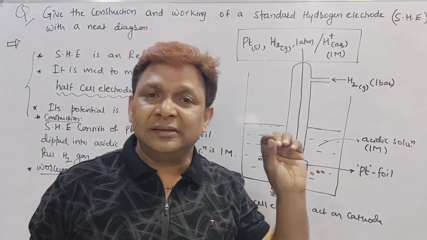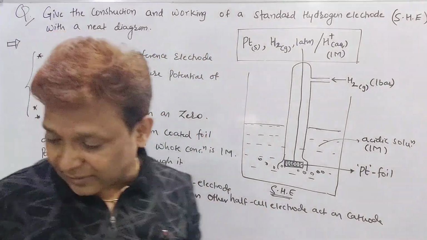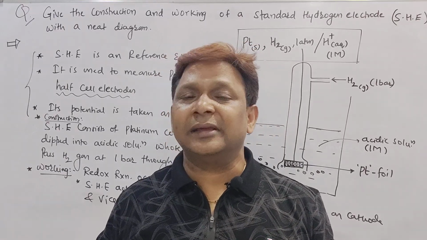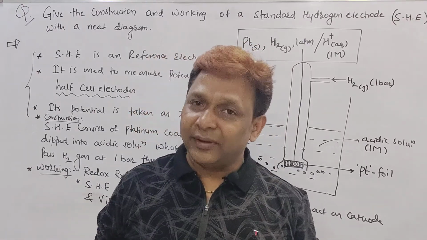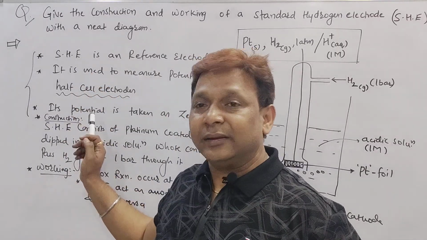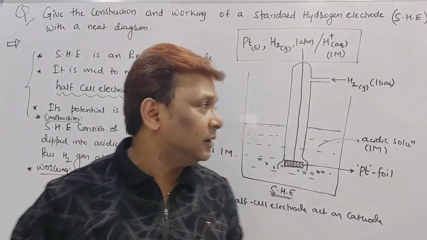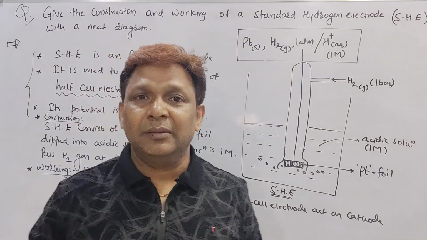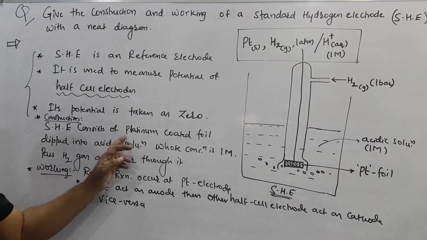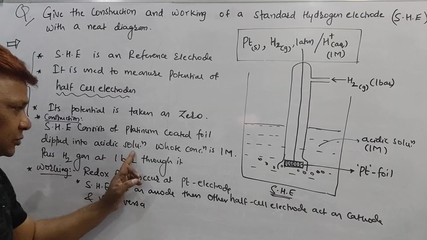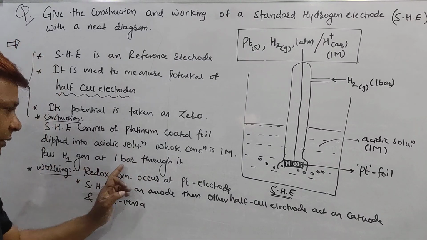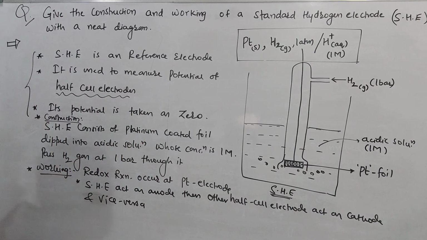What are the 3 points? It is a reference electrode, correct? It is used to measure the potential of a half-cell electrode and its potential is taken as 0. This 3 points and the diagram, if you write, we will get 1 mark. But the remaining 1 mark is for the explanation of the diagram, called construction. SHE consists of a platinum coated foil dipped into the acidic solution whose concentration is 1 molar. Pass the H2 gas at 1 bar through it. If you write this point, we will get the remaining 1 mark.